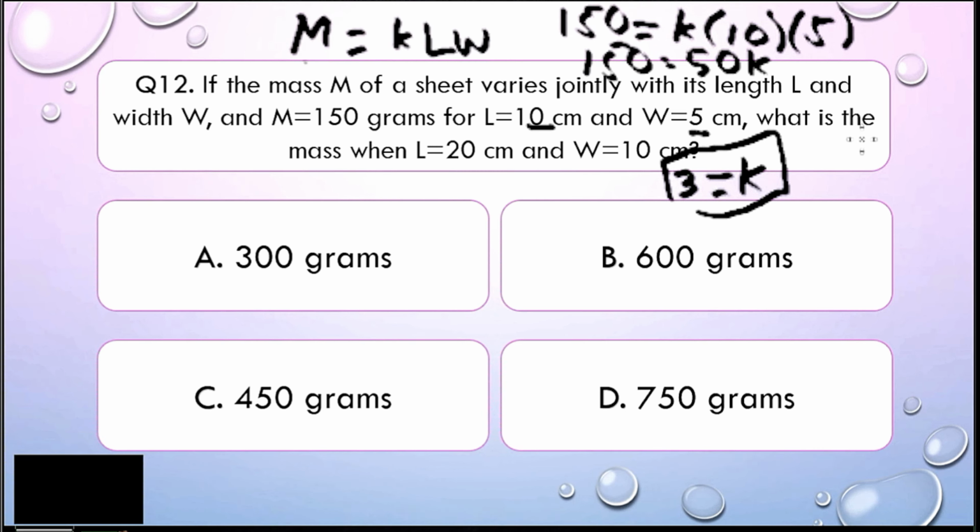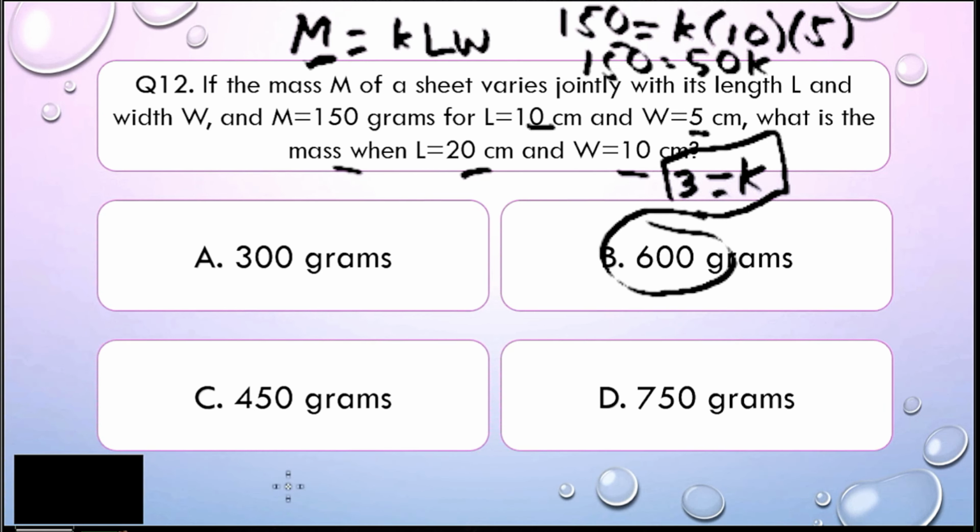The question here is what will be the mass if the length will become 20 and the width will become 10. So what we need to do is still follow this variation equation, and we will get the unknown M by substituting the value of K, which is 3, the value of L, which is 20, and the value of W, which is 10. So we just multiply: 3 times 20 is 60, and 60 times 10 is 600. Therefore, the correct answer for this problem is letter B.